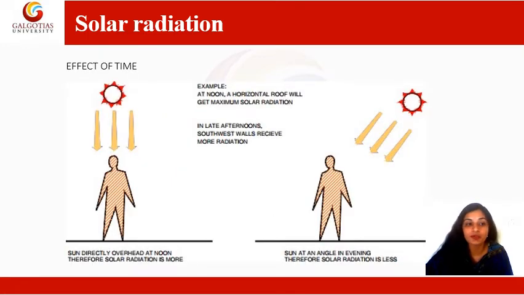Effect of time on solar radiation. In the afternoon, we receive direct sunlight. The hotter the sun, the more sun rays we get, and we feel very hot. At noon or after, when sun rays are slanting, we receive a smaller amount of radiation. So the timing of the sun's position also affects the solar radiation we get on the earth.